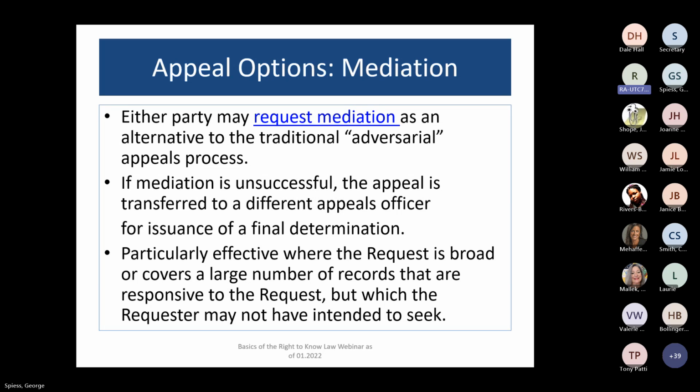If both parties are interested, we pull the case from the normal process and assign it to a trained mediator here in our office. Reason being, sometimes all it takes is a conference call where you finally get the people talking to each other and they're able to agree to what can be released, what is going to continue to be considered confidential. Okay, and if the mediation should fail, no harm, no foul. We simply reassign it back to an appeals officer and go through the normal process.